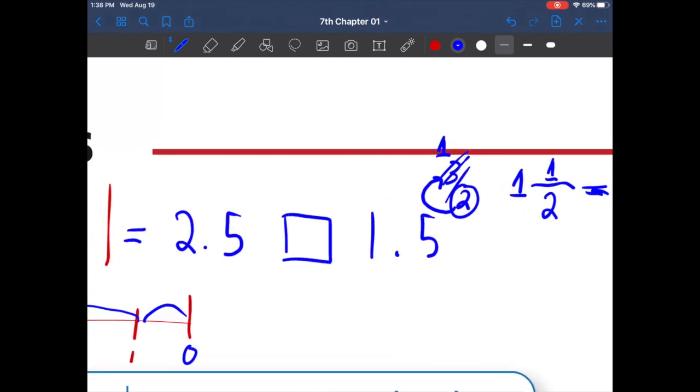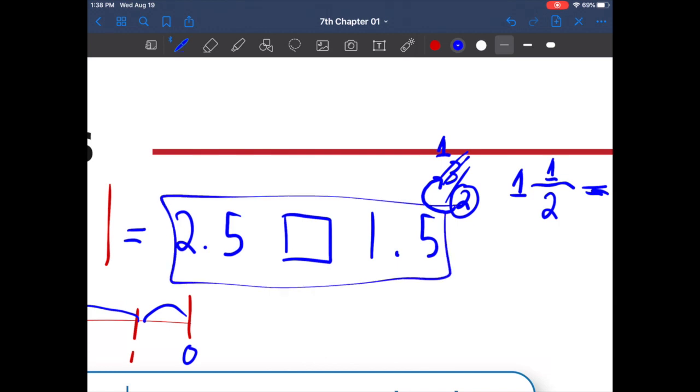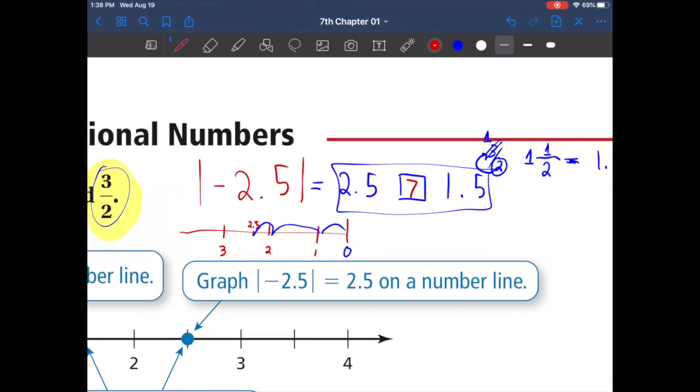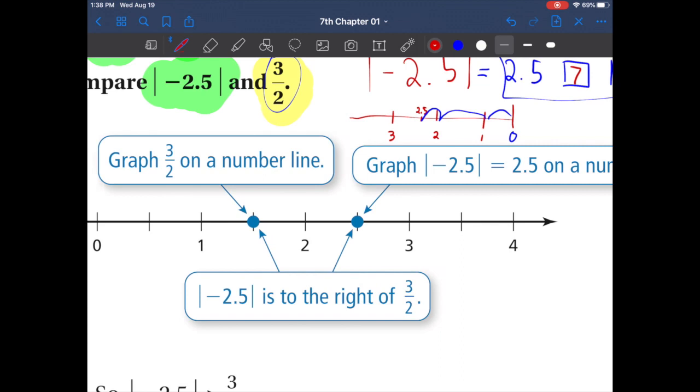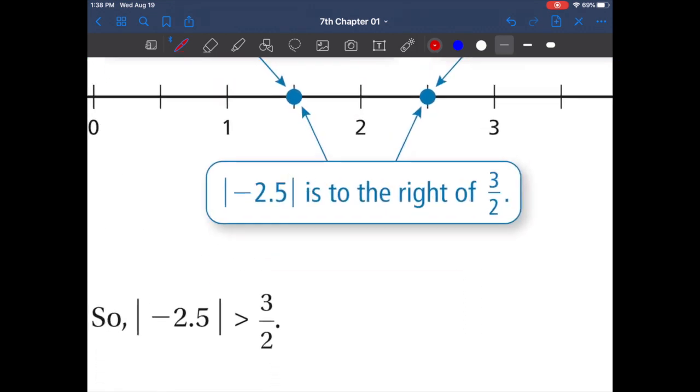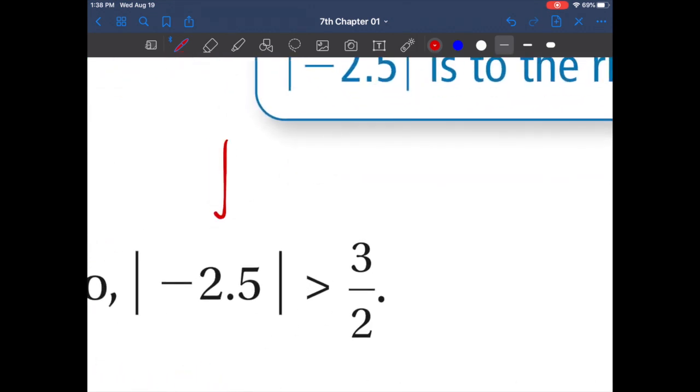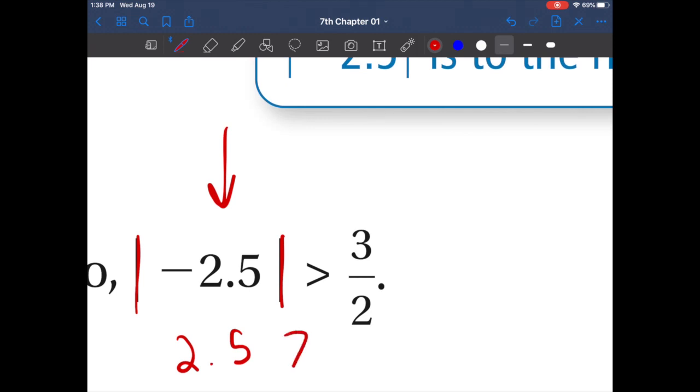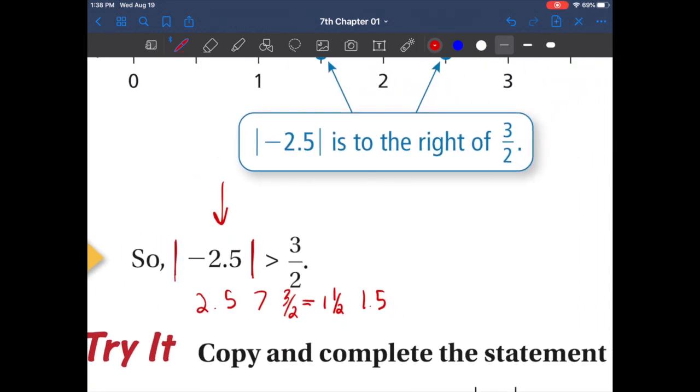Well, now tell me, which one is bigger? Is 2.5 bigger or is the 1.5 bigger? Well, we know 2.5 is bigger, so 2.5 is greater than 1.5. This is what it would look like on a number line, and that is our answer. The absolute value of negative 2.5, remember absolute value is always positive, so 2.5 is greater than 3 over 2. Remember, 3 over 2 can also be written as 1 and 1/2 or 1.5. All right, that is example number 2.